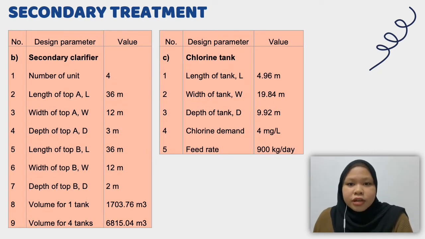For the secondary clarifier, there were a total of 4 tanks, and the detention time was 4 hours, which is acceptable since a too short detention time will cause solids carryover. Lastly, a chlorine contact tank was designed with dimension 4.96 meter times 19.84 meter times 9.92 meter. This tank was originally used for finished water storage. Chlorine is added to water to kill any disease-causing organisms which may be in the water or may enter the water as it travels through distribution system.